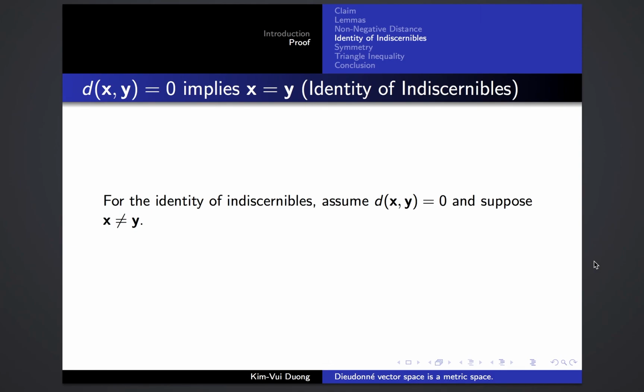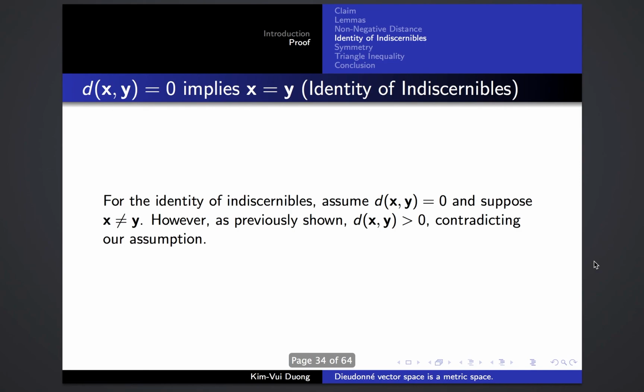Now, what about the identity of indiscernibles? So, if the distance between x and y is equal to 0, this implies that x is equal to y. So, how to prove this? We assume that the distance is equal to 0, and you suppose that x is not equal to y. Well, we just showed that if x is not equal to y, then the distance is going to be positive, contradicting our assumption. So, if the distance is 0, then x has to equal y.